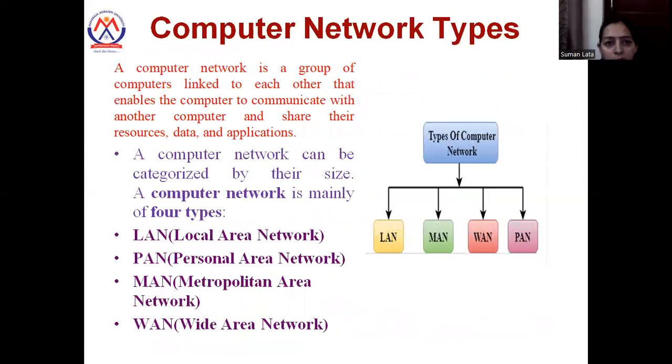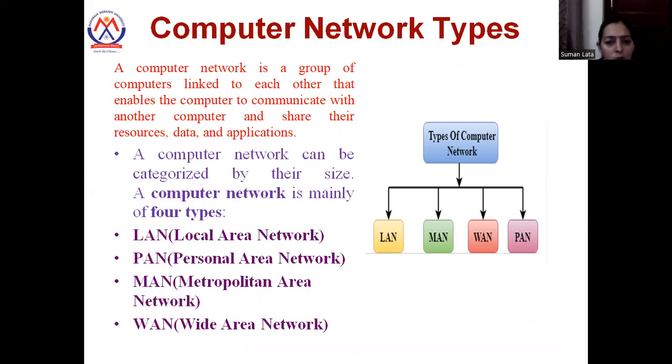There are some types of computer network. Computer network can be categorized depending upon different criteria, but here I am categorizing the computer network on the basis of their size. As we know, a computer network is a group of computers linked to each other that enables the computer to communicate with another computer and share their resources, data, and applications. A computer network is mainly of four types.